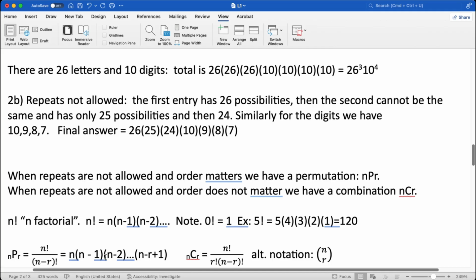Now, in a combination, order does not matter. So we have an extra term in the denominator. It's n factorial upstairs, downstairs, r factorial times n minus r factorial. Alternate notation for combination, we use this parentheses notation n over r.